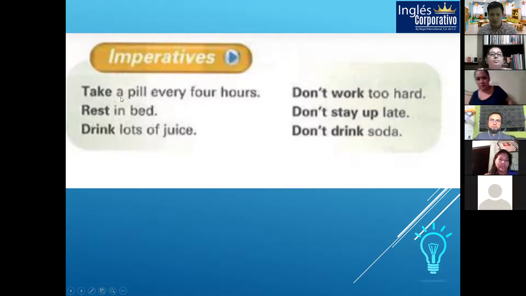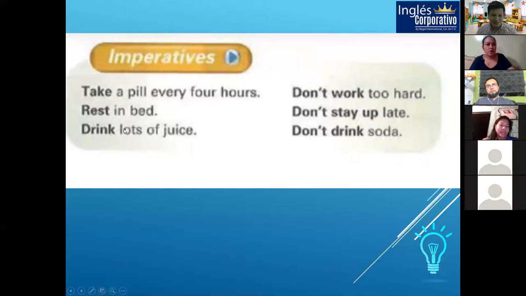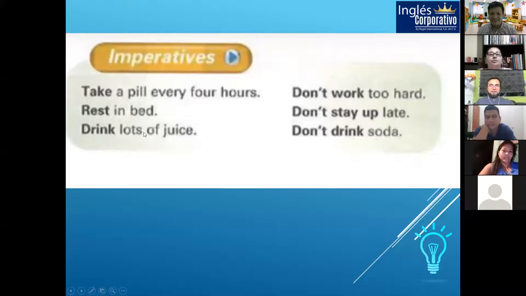Then we had this. Okay, somebody help me to read it. Tomar una píldora cada cuatro horas. Okay, very good. Now in English, how is it? Take a pill every four hours. Very nice. Good job. And then we got it. Okay, very nice. Thank you, Lilia. In English? Drink a lot of juice. Okay. Yes. Okay, very good.